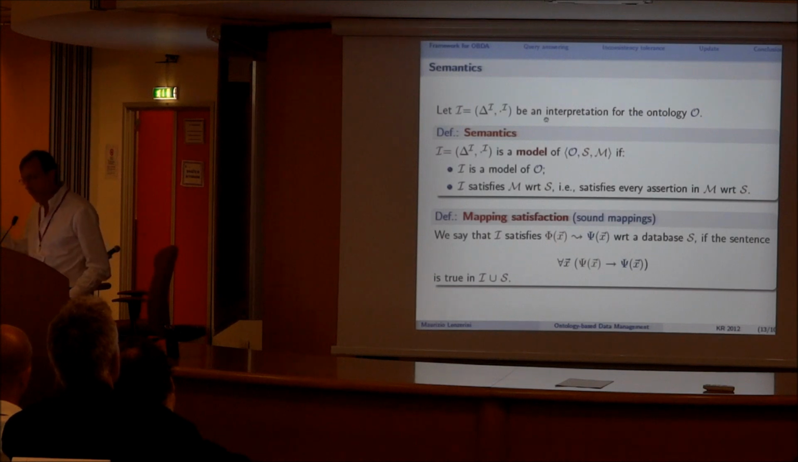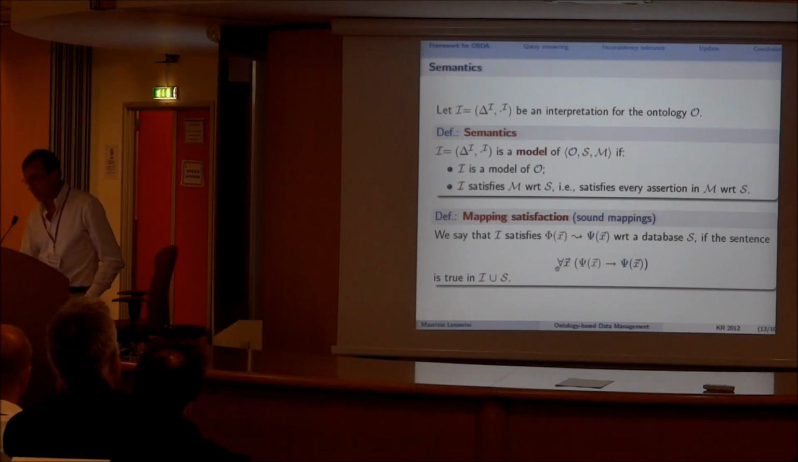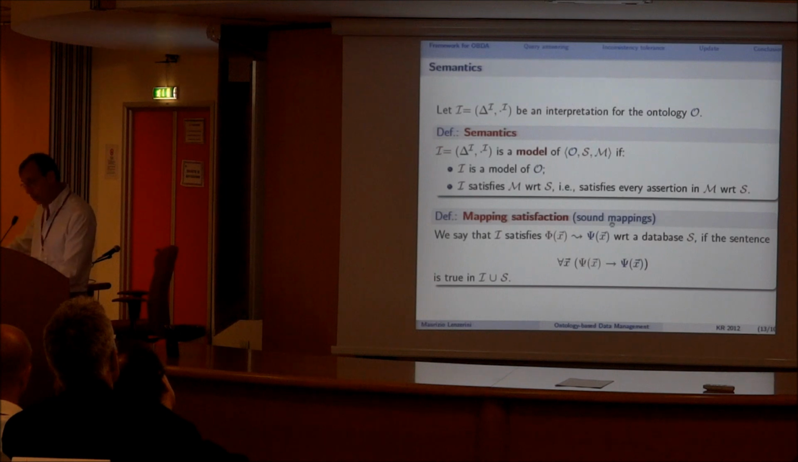Obviously, I have to tell you what it means to satisfy the mapping, but in principle, the idea is very simple. You have your database S, a state of a database, which you can consider a first-order structure, and to satisfy the mapping means that this logical implication is satisfied by the model I, the interpretation I. In this talk, I'm going to model the mappings as logical implications, and in fact, I'm talking about sound mappings, in the sense that the mapping goes from the sources to the ontology.